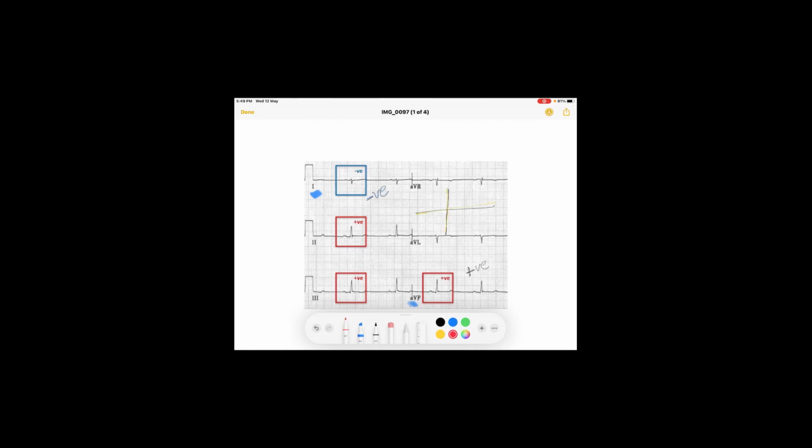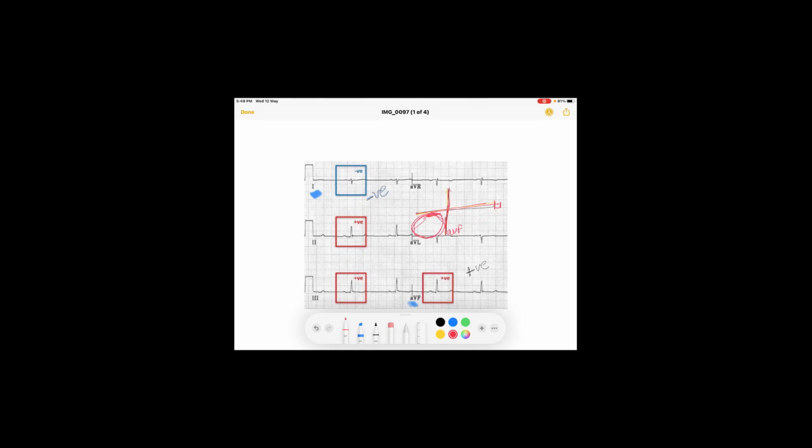So AVF is here, lead 1 is here. Take just lead 1 and AVF. So lead 1 is a negative wave, so it comes somewhere here, this part. And AVF is a positive wave, so it comes here. So this vector is encroaching or occupying this part of the quadrant.